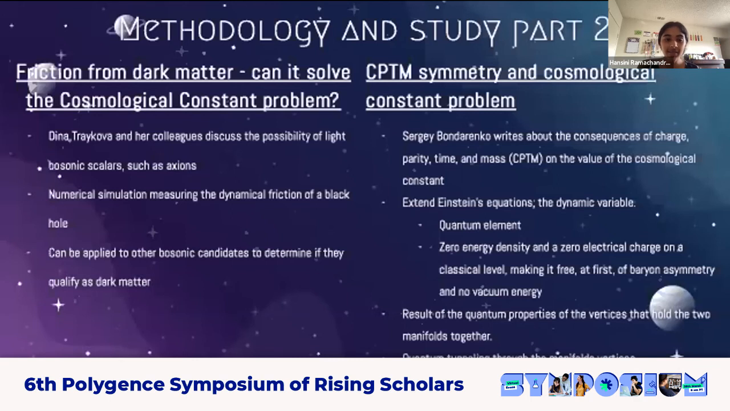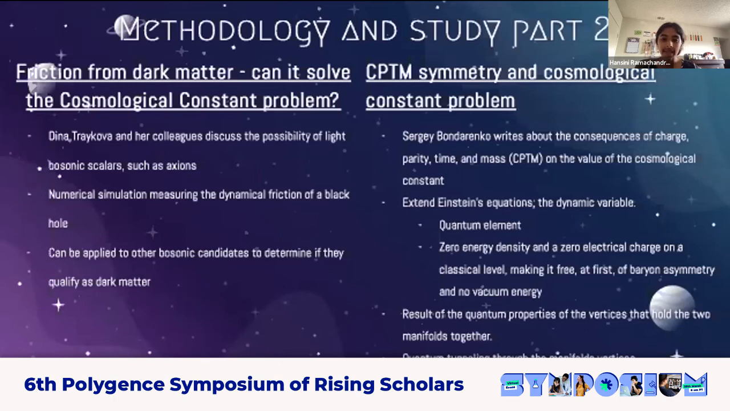And the last concept I examined was CPTM symmetry, which again is charge, parity, time, and mass. And can that solve the cosmological constant problem? Sergei Bondarenko writes about the consequences of CPTM on the value of the cosmological constant and the problem of vacuum energy density.